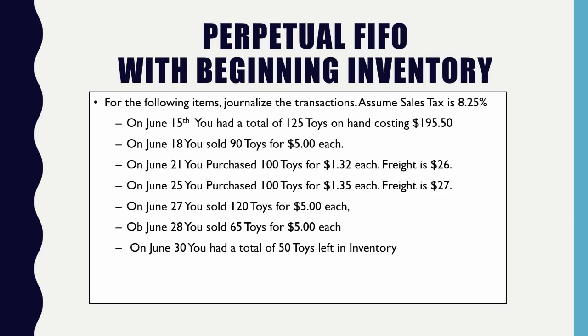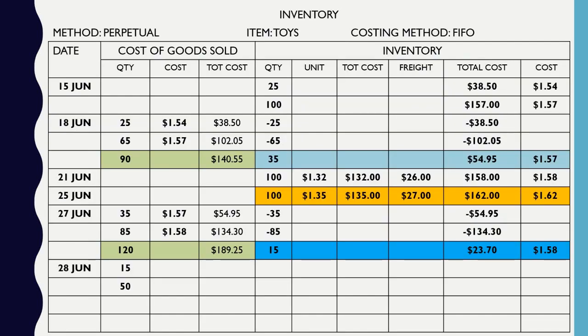Now the last thing that happened on the 28th is you sold 65 more toys. And lastly, we also want to recognize that our inventory on hand is going to be 50 toys. So in this case, we need to minus our blue batch because that came first before the orange. So we need to get rid of the blue batch, and then lastly, we take away from our orange batch. We're taking 50 from our orange, and we're taking 15 away from the original blue batch.